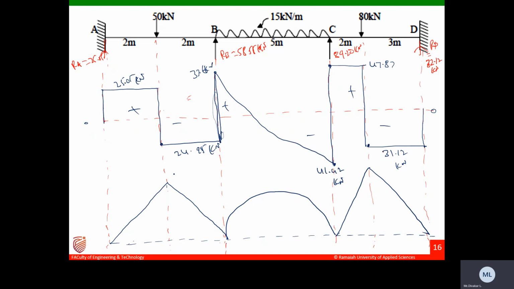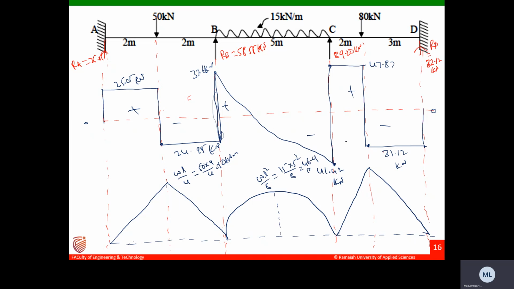So what is this? This is WL by 4. WL by 4 means, W is how much? 50. L is 4. So it is 50 kilonewton meters. And this is WL square by 8. What is W? W is 15, 5 square divided by 8. We'll get how much? You will get 46.9.